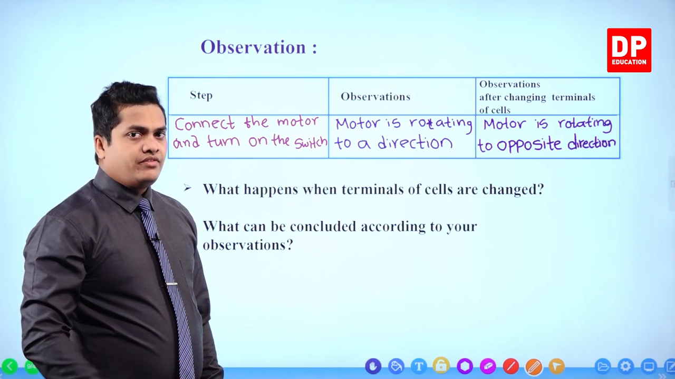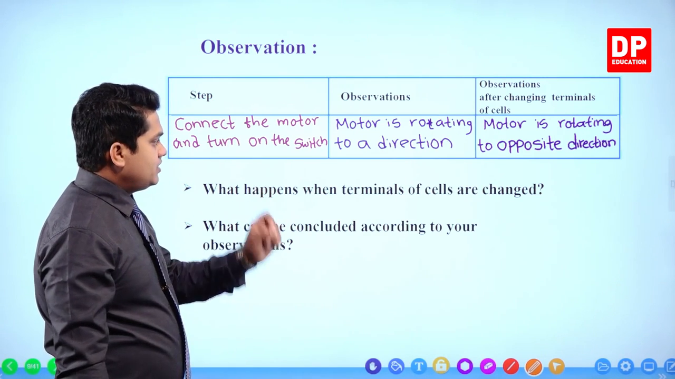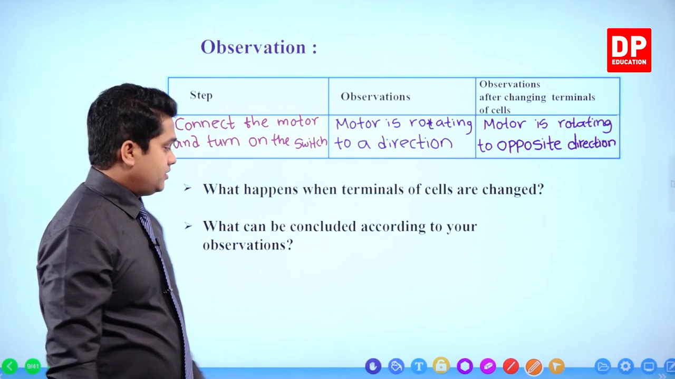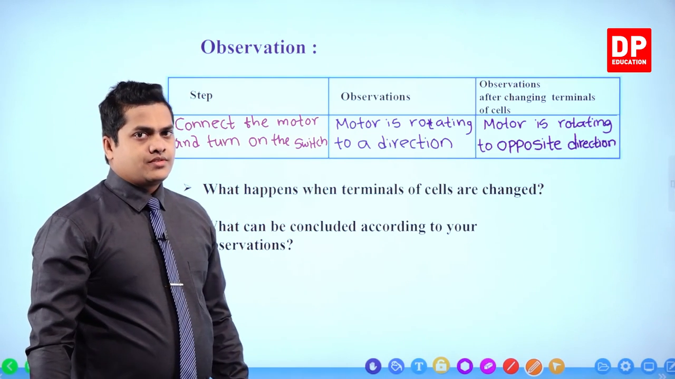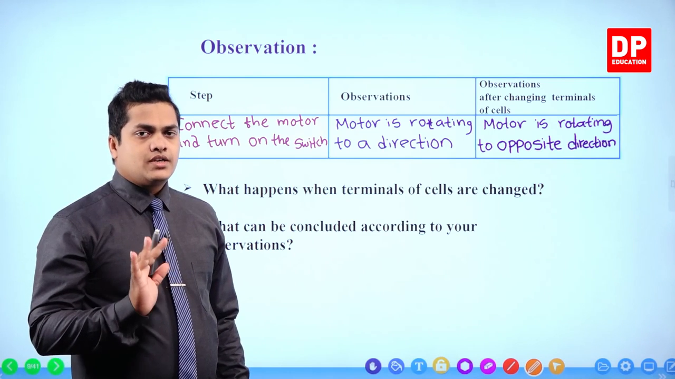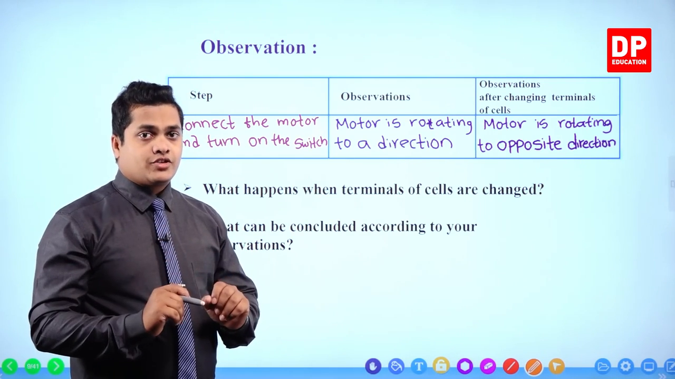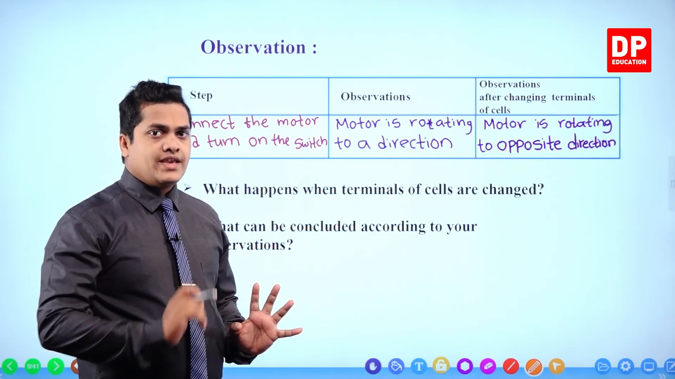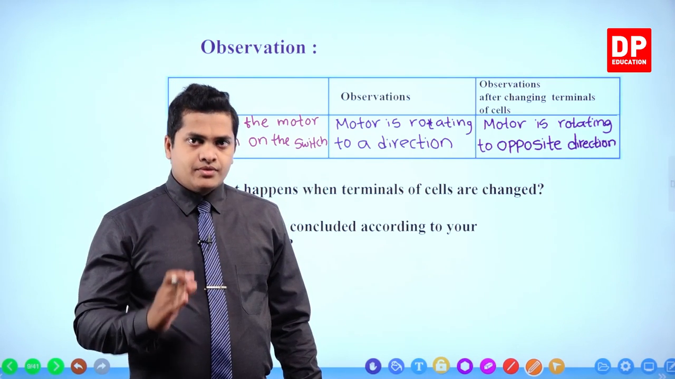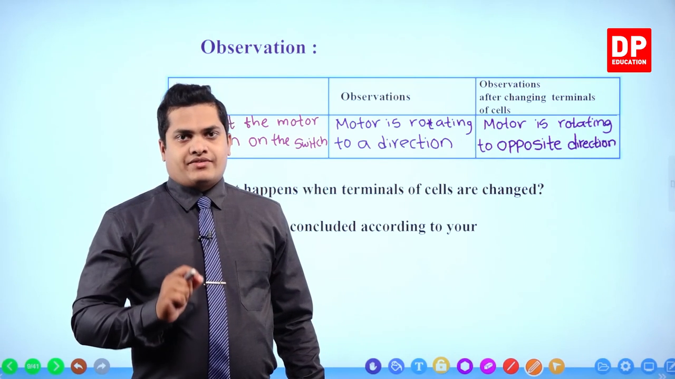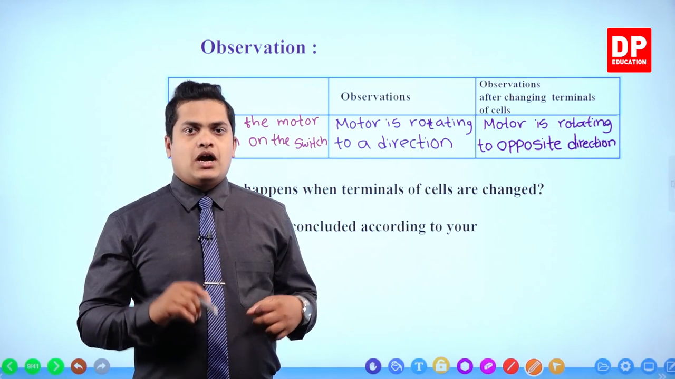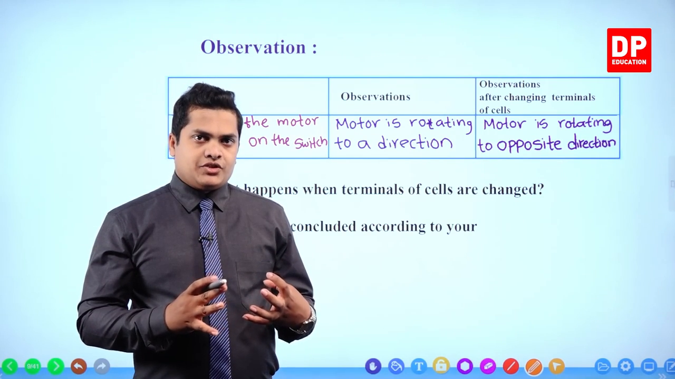So we are given two points. Check the two points. What happens when terminals of the cells are changed? So we wrote it down. Motor is rotating to opposite direction. What can be concluded according to your observations? What is our conclusion then? There is one certain direction of current flow. Current is always going to flow in one certain direction. And we discussed when doing the activity that current is always flowing from positive terminal to negative terminal in an electric source like dry cells. Current is always flowing, or the electrical charges are always flowing, from positive terminal to negative terminal.